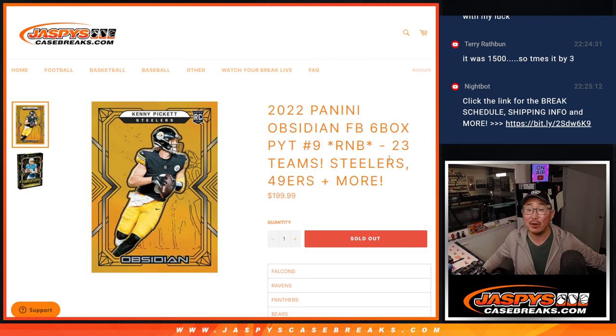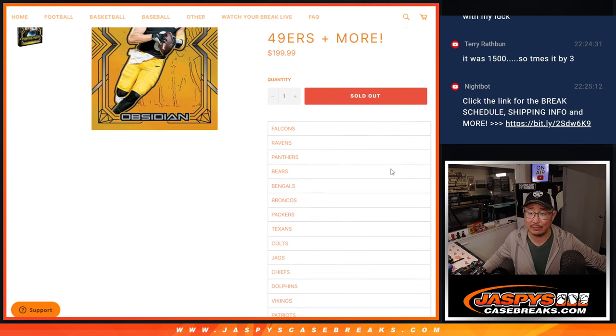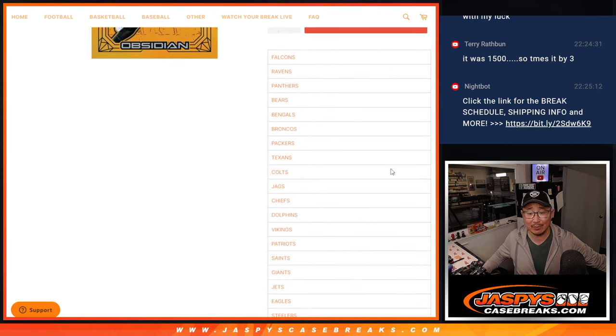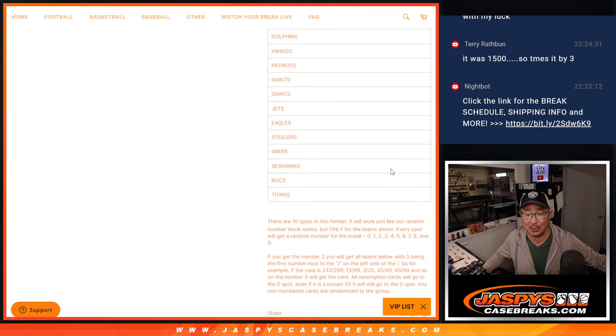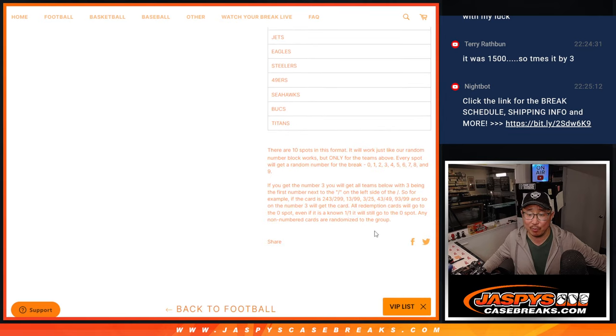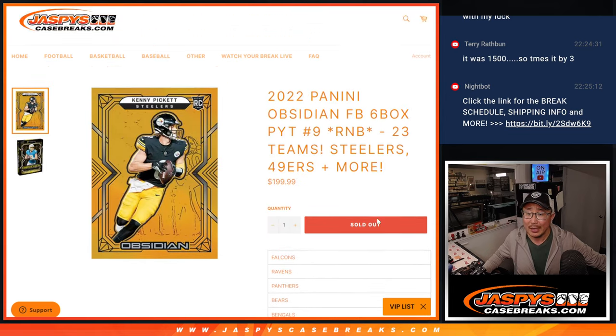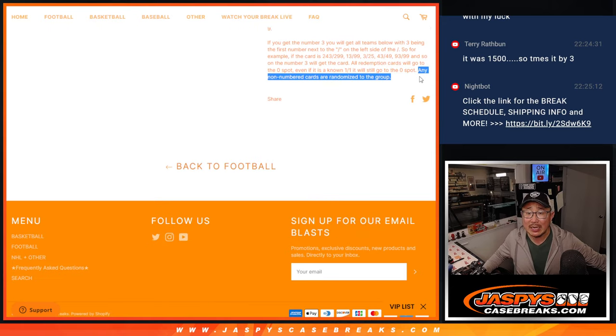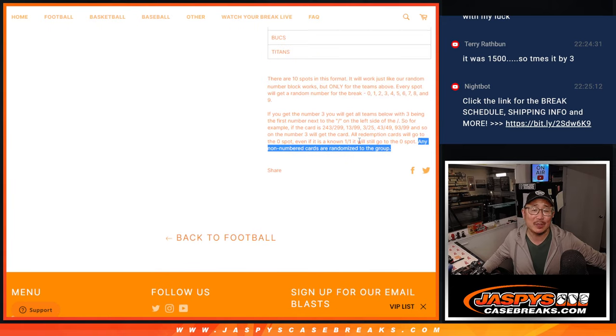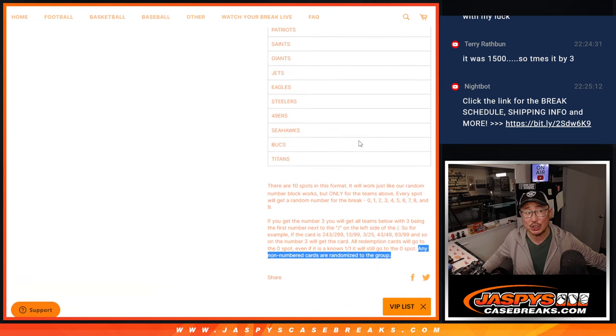9 involving 23 teams. So this entire Obsidian break is almost a number block break. This is how this format works. Any non-numbered cards are going to be randomized to the group. This is going to be base cards and potentially case hits, I guess.